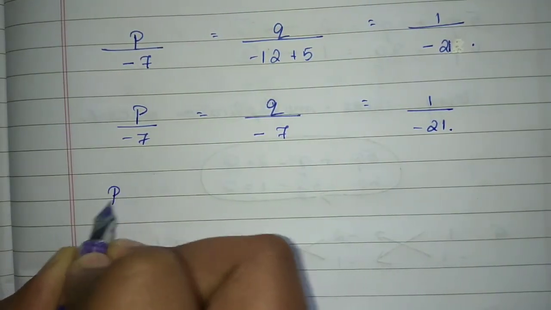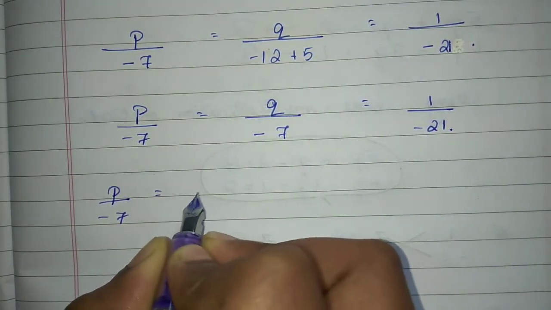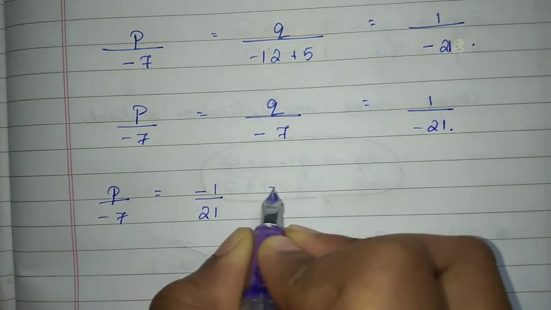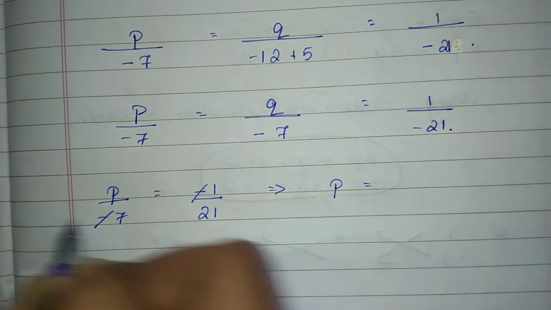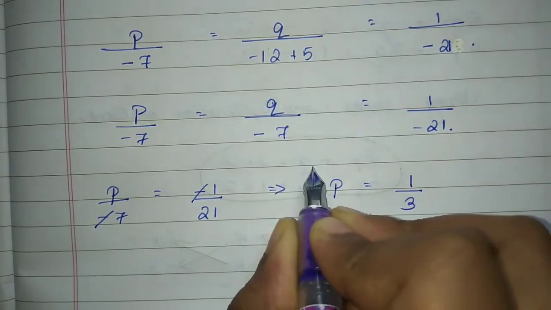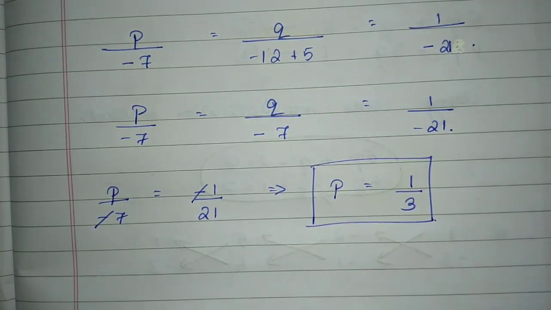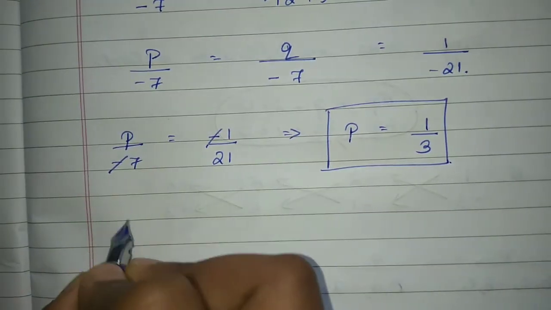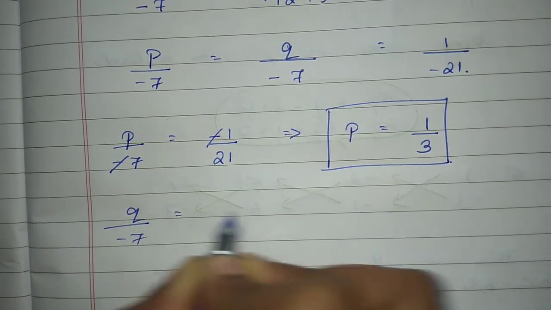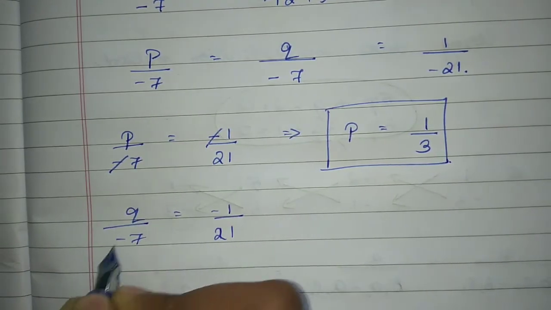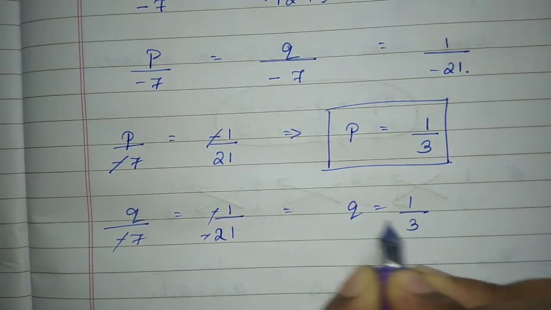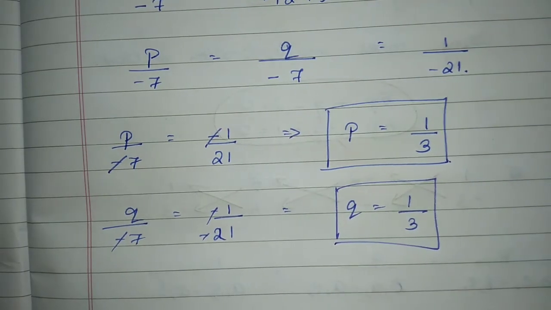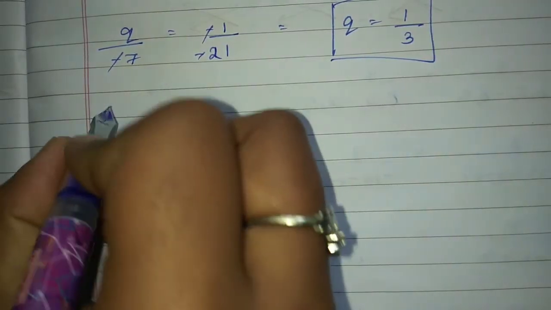So therefore p by minus 7 is equal to minus 1 by 21, so here minus and minus will get cancelled, so p is equal to 1 by 3. So q by minus 7 is equal to minus 1 by 21. This minus will get cancelled. So q is equal to 1 by 3. So therefore p is equal to 1 by 3 and q is equal to 1 by 3. Also we did a substitution. Yes, we will be substituting those values here.